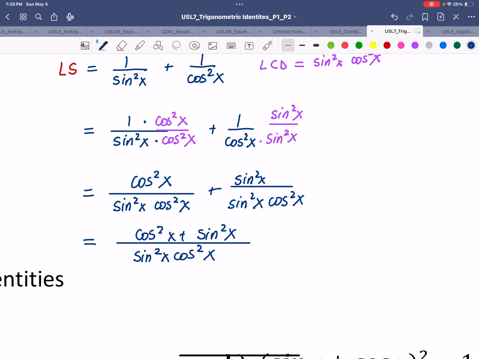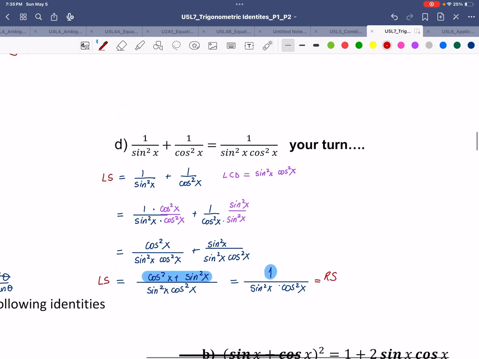Now take a hard look at this expression and think, where have we seen these two together? You're thinking of the one and only Pythagorean identity for the primary ratios, and that would be exactly equal to 1. And we're going to say that is 1 over sine squared times cosine squared. And voila, the left side equals the right side, and we have proved this identity.